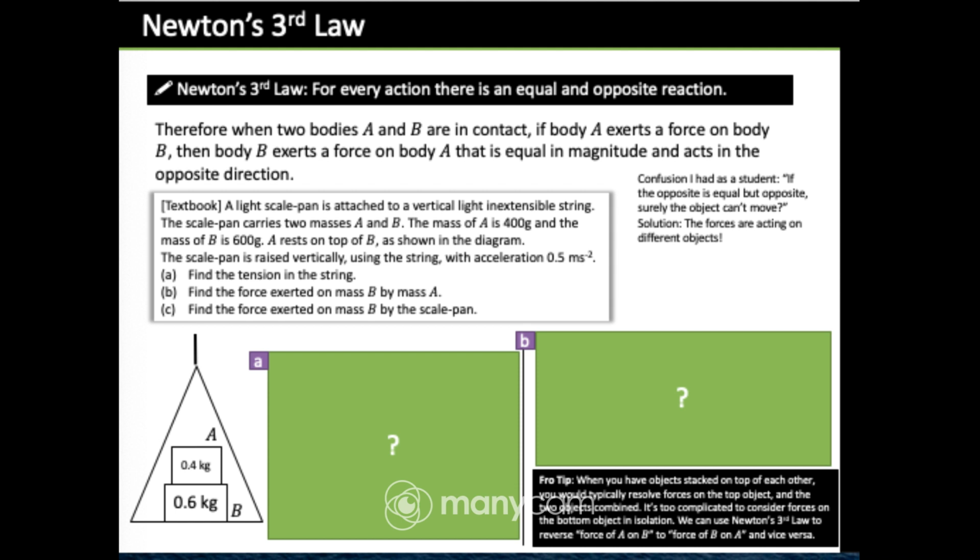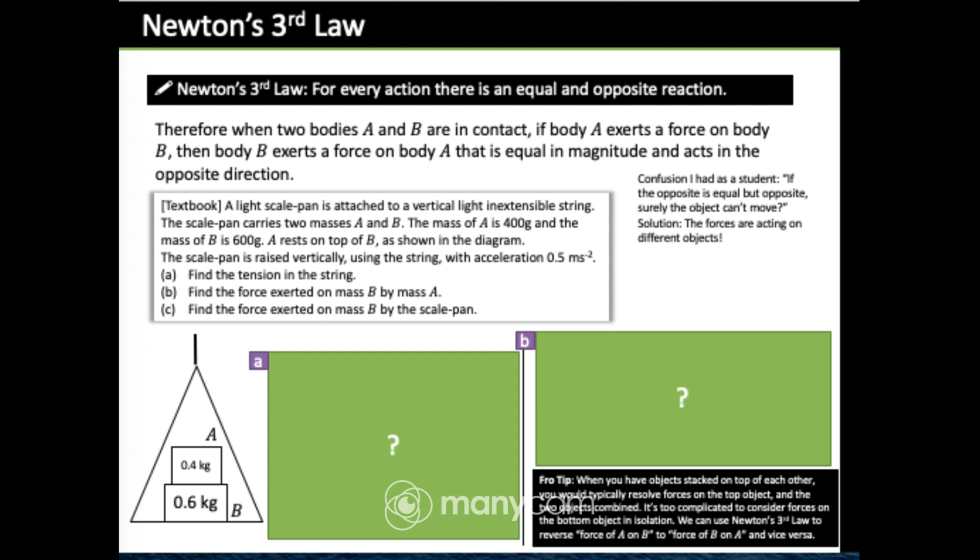A light scale pan is attached to a vertical light inextensible string. The scale pan carries two masses, A and B. The mass of A is 400 grams and the mass of B is 600 grams. First thing I'm thinking about is the fact that it's using grams. So be really careful with that, because we need things in kilograms, and I've seen lots of mistakes with that.